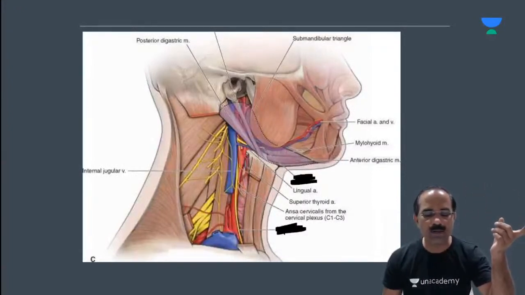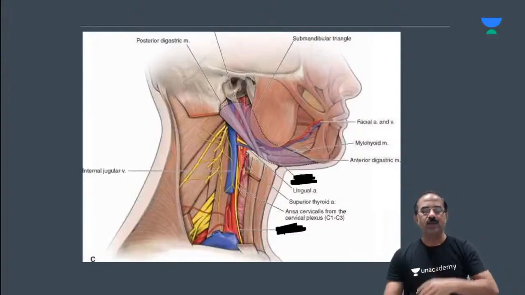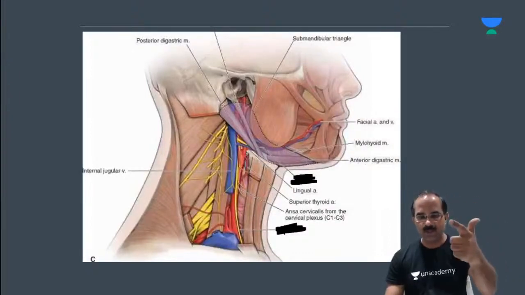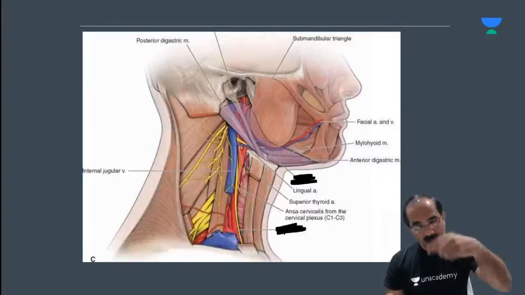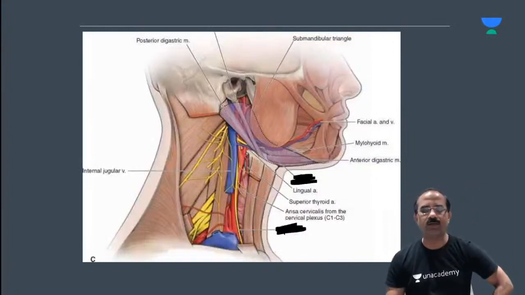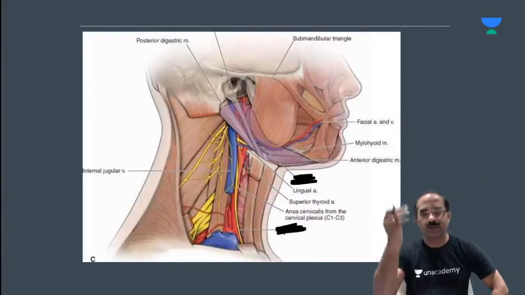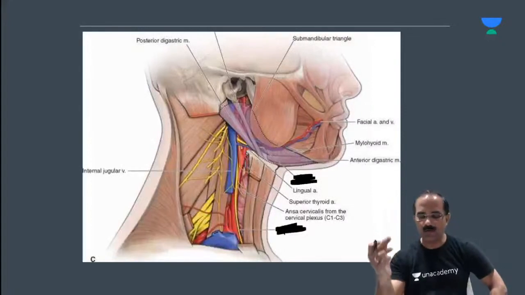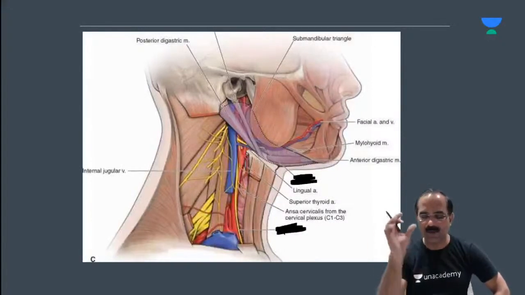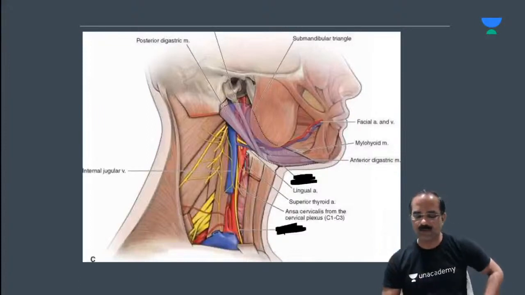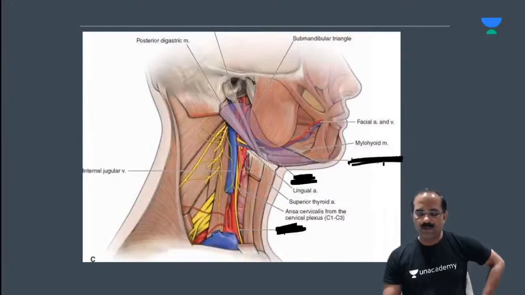Who was asking me? Yes, Ashish? Clear? So vagus nerve, internal jugular vein, common and internal carotid artery. That is the content of carotid sheath. Who lies on the anterior wall of carotid sheath? That's the ansa cervicalis. Okay, is this clear to all of you?